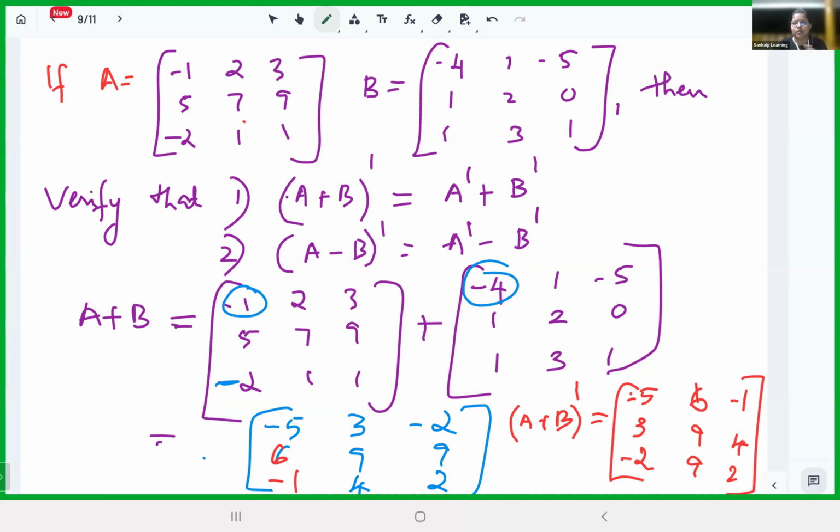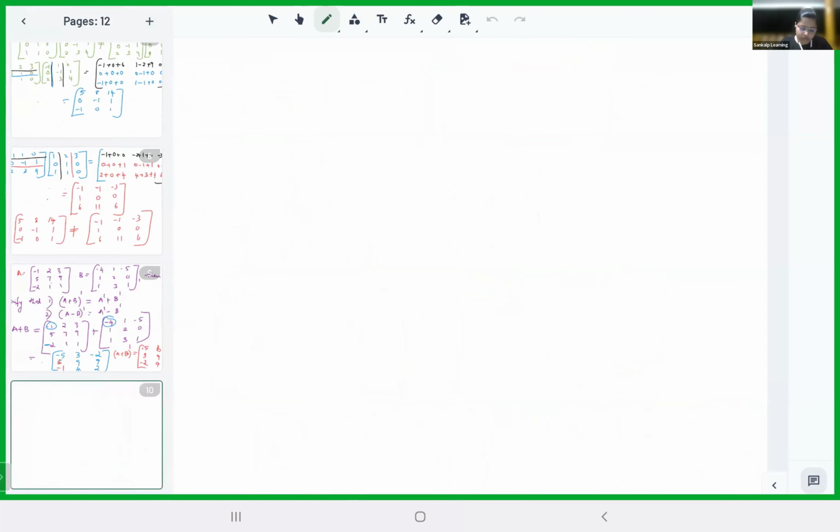Now what you have to do, you have to find out the right side of the equation. What is the right side? It is nothing but the sum of A transpose and B transpose. So for that, you have to first find out the transpose of the matrix A. A transpose is, you have to rearrange the rows as columns. Our matrix A was minus 1, 2, 3 as the first row, so it becomes the first column. Then 5, 7, 9 is the second column. Then minus 2, 1, 1 is the third column.